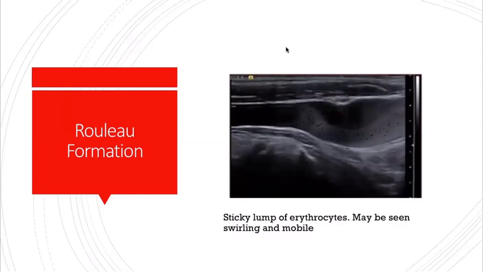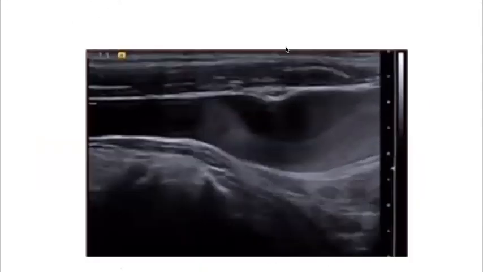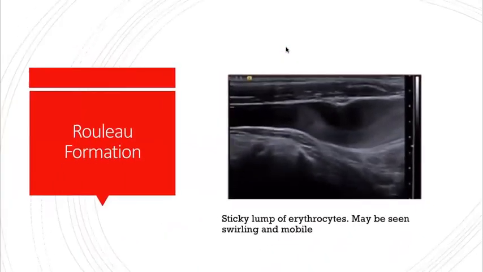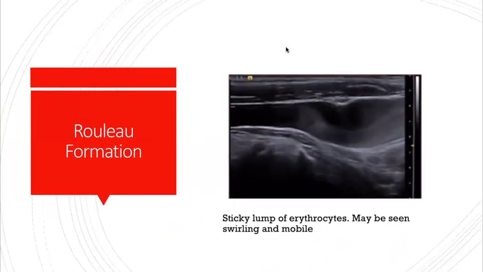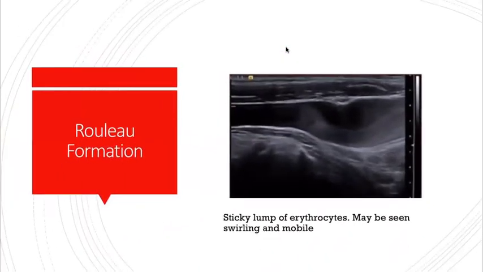The lumen of the vessel will be completely anechoic, but there is a certain population where you can see the red blood cells and they kind of look like this. So they're hypoechoic. You will see them moving, you will see them swaying, but it's not a blood clot.